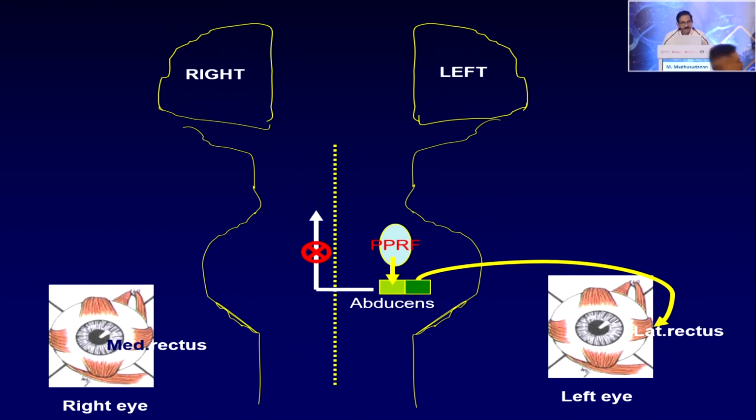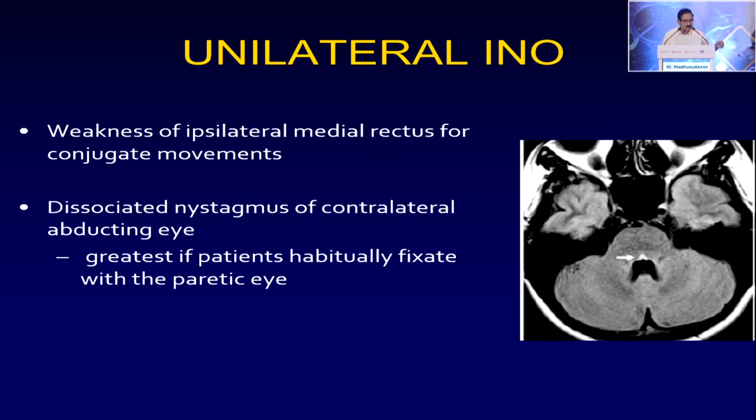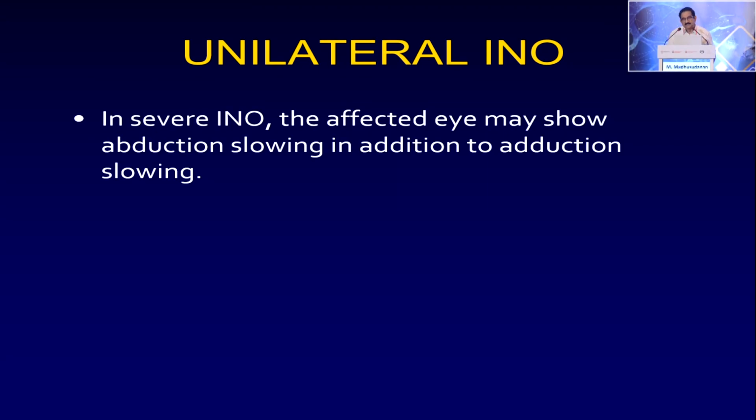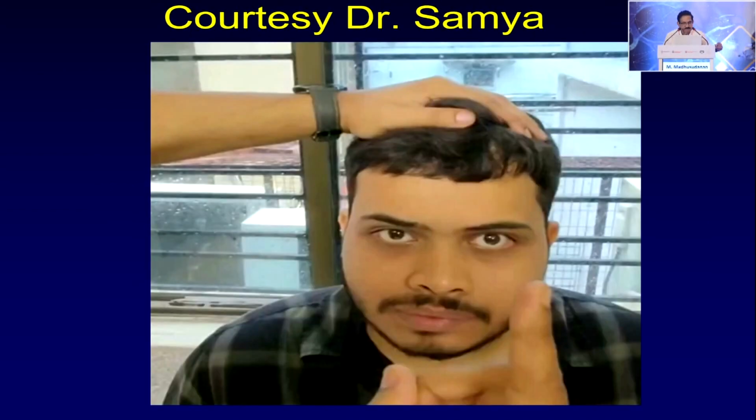This was already told by Dr. Sharma, MLF lesion produces INO. Now, all of you know about the adduction failure of the INO on the ipsilateral side, but in severe INO, the affected eye may show abduction slowing in addition to adduction slowing. Because normal abduction also depends upon appropriate inhibition of the antagonistic medial rectus of the same eye, which could be compromised by the MLF. Look at the video of this patient.